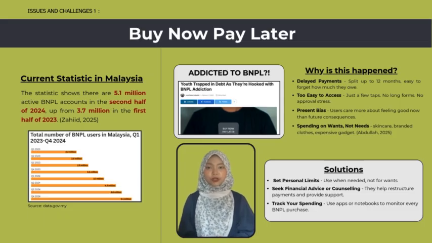We are wired to prioritize immediate rewards. BNPL taps into this by letting us feel good now, often pushing the financial consequences to the back of our mind. And the last one is spending on wants, not needs. BNPL frequently fuels purchases of non-essential items like the latest skincare, trendy clothes, or new gadgets. It makes those wants feel instantly attainable.